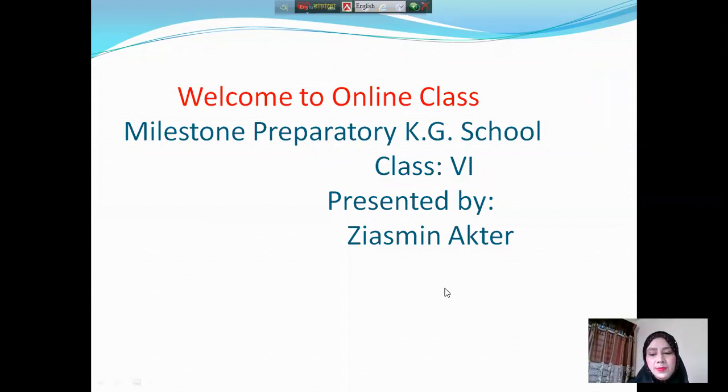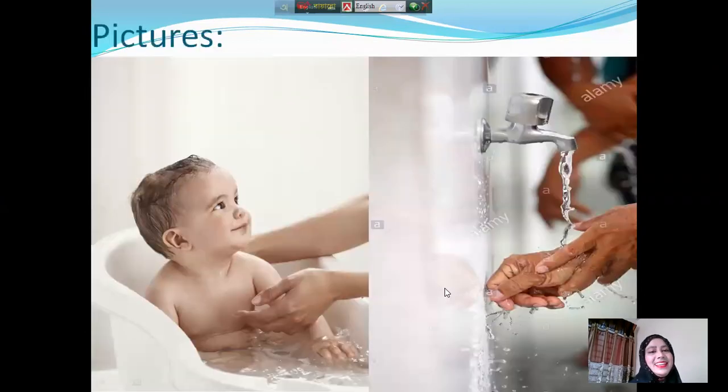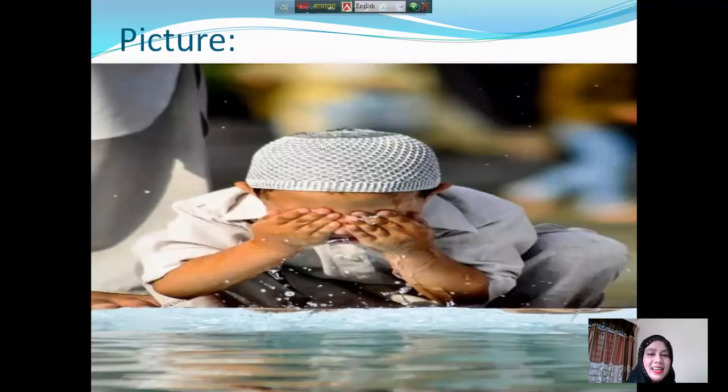Go to the next slide. What are you seeing here? A very cute baby. In the first picture, he is taking a bath. In the next picture, someone is washing his hand. Go to the next slide. What are you seeing? One baby is washing his face. So from these three pictures, you can guess what our today's topic will be. Yes, I am helping you. Go to the next slide.